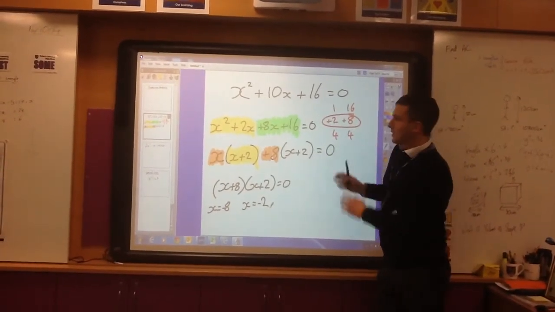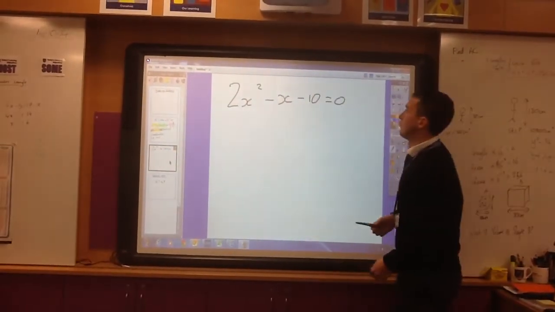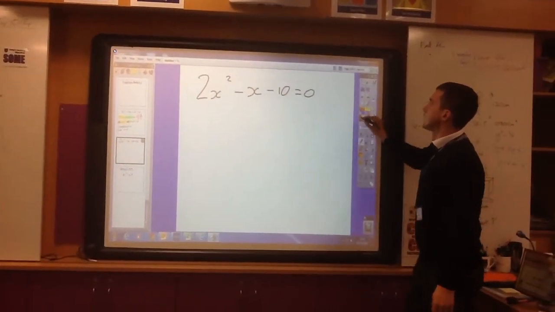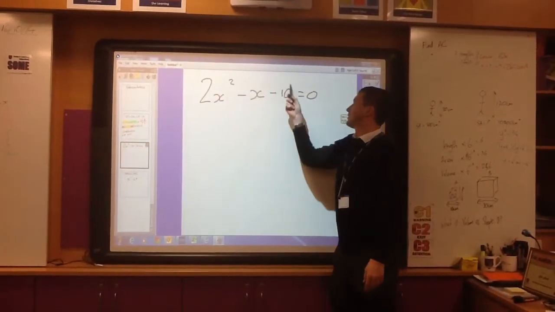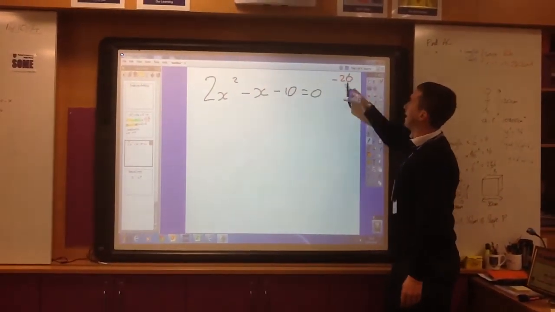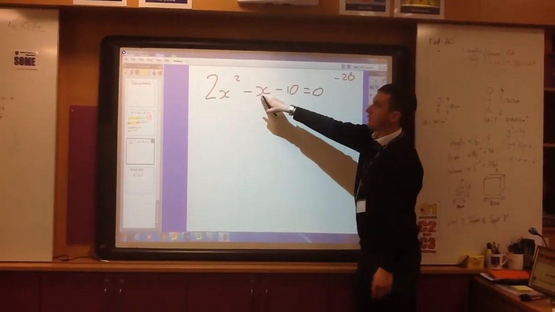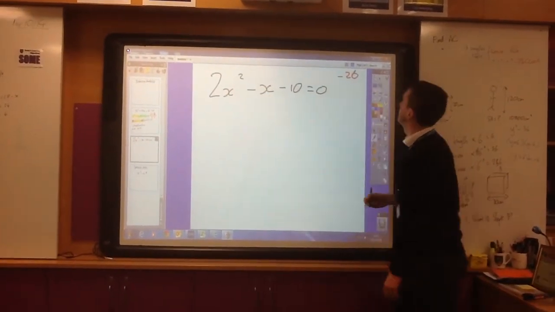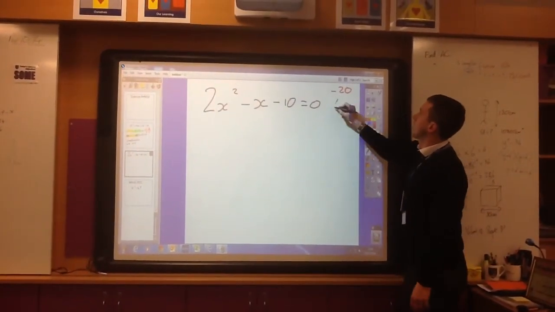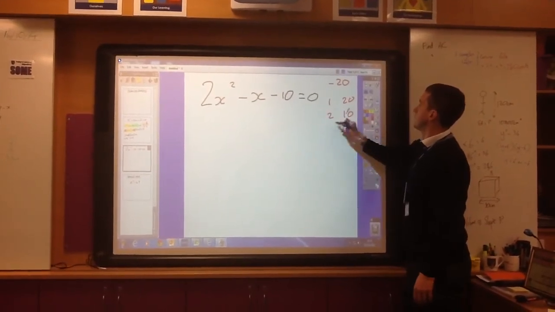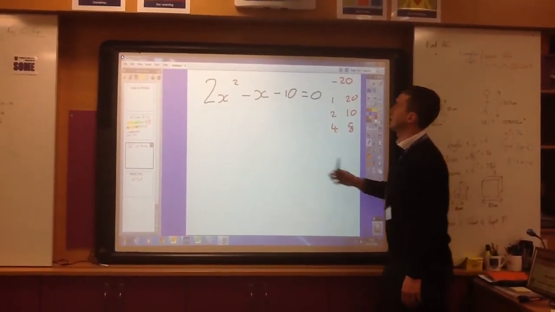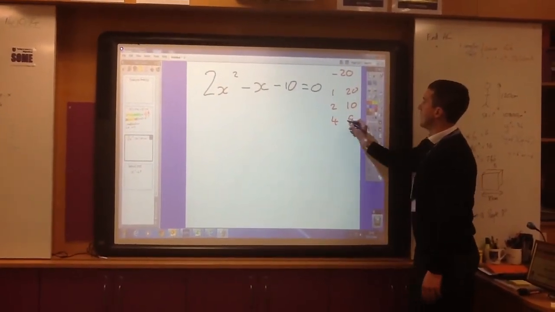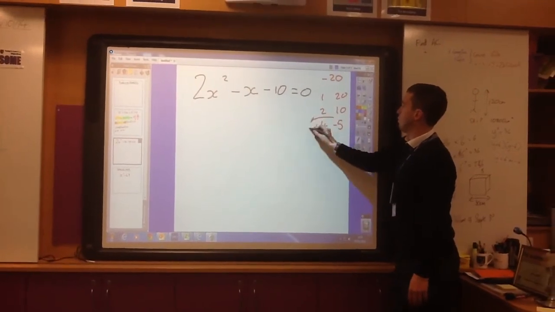We're going to use the same method for a harder one, where there's a coefficient of x squared, so a number in front of x squared. The only difference on this one is we're going to do 2 times by the negative 10 first, and that's what we've got to times to make, and that's what we've got to add to make. Remembering that negative x, or take away x, is the same as take away 1x. So numbers that times together to make that, we've got 1 and 20, 2 and 10, 4 and 5, and I need to get to negative 1. So I'm going to use negative 5 and positive 4.